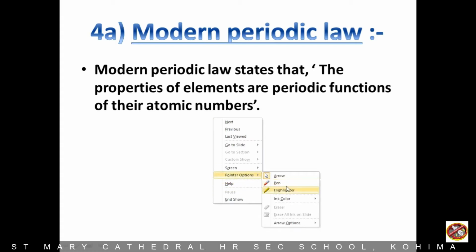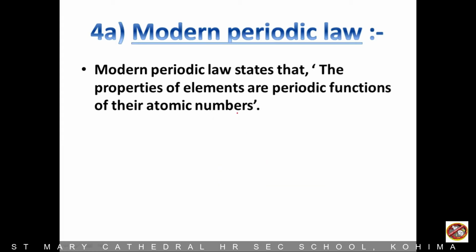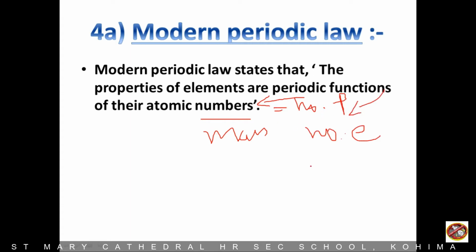In the previous part, in Mendeleev's, we have seen that they were using mass. Now we are talking about atomic number. In the modern periodic table, they gave importance to atomic number. Now what is this atomic number? If I have to ask you, if you remember, atomic number is equal to the number of protons, okay, the number of protons only. So they are concentrating on the protons.